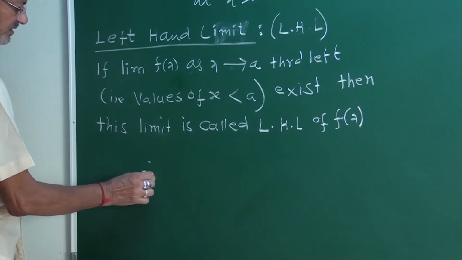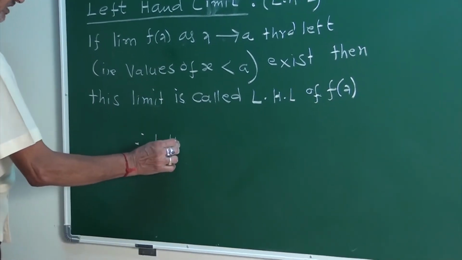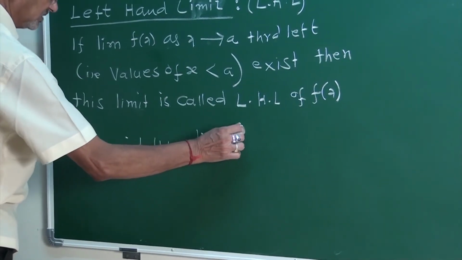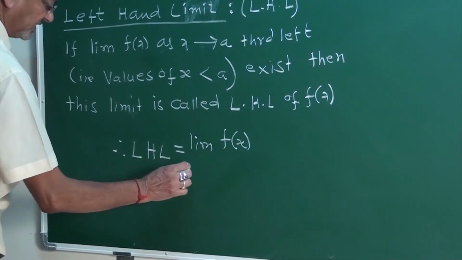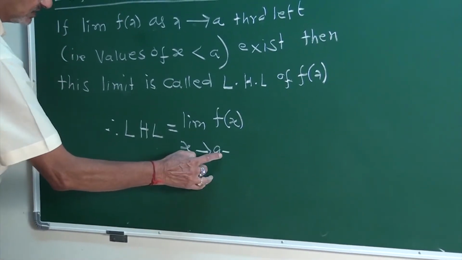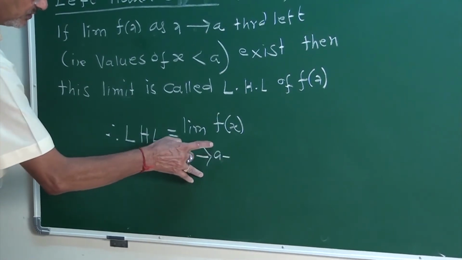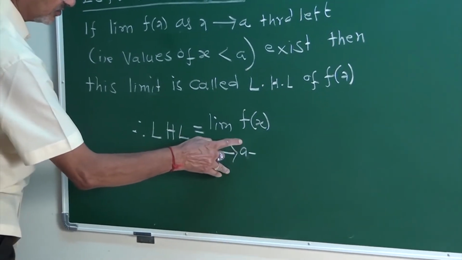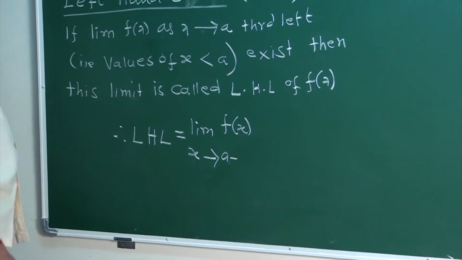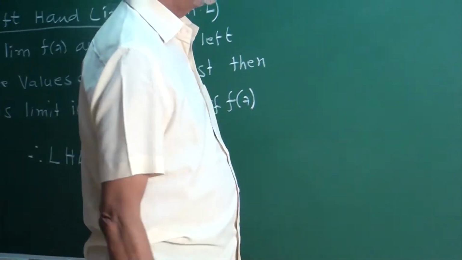Therefore, my friend, what is LHL? LHL is the limit of f(x) as x tends to a minus. This minus you write either in front, or on the top of a, either here or here. Anything I write here, LHL is this. Similarly, tell me, my friends, what is RHL?